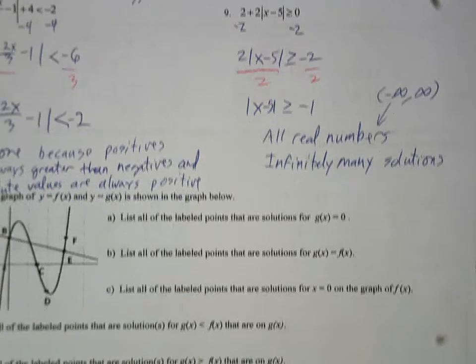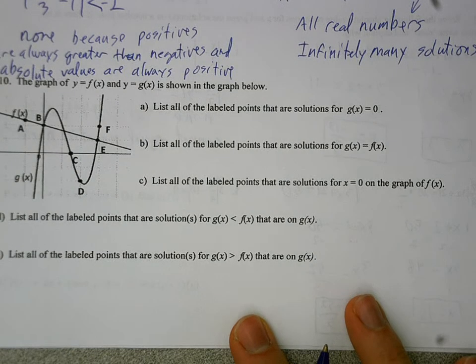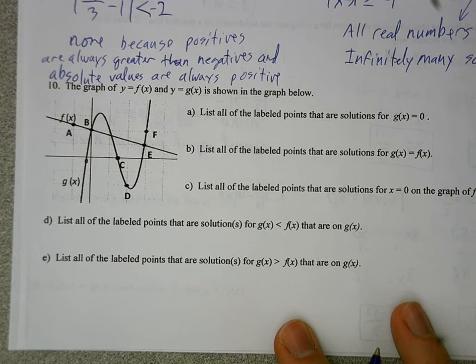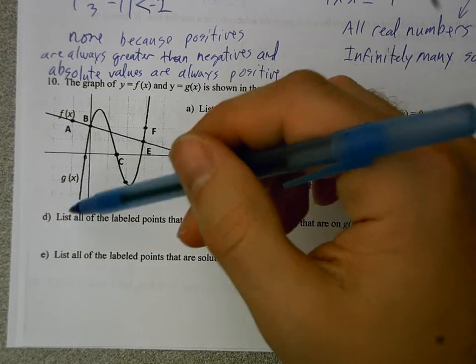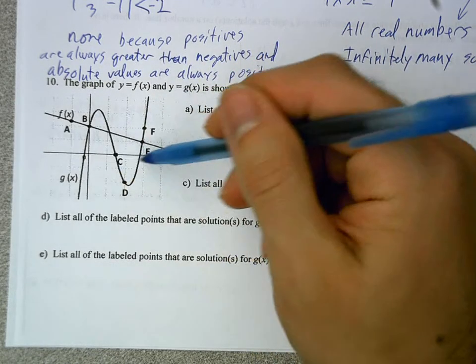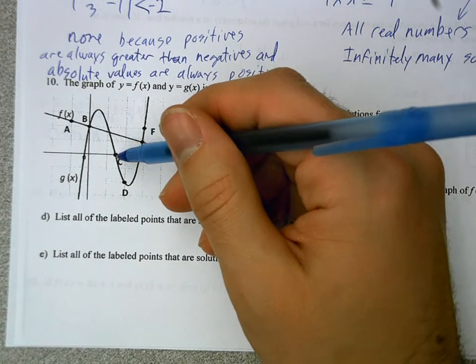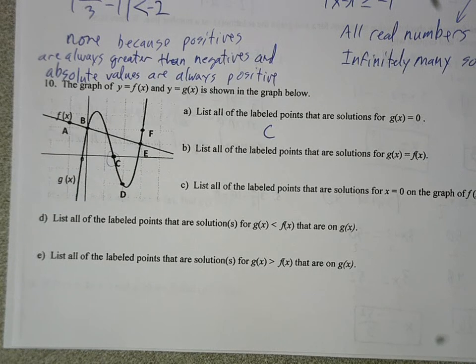Now, real fast, in our last 8 minutes here, which we'll be able to get just right where the other classes were as well. Number 10, list all the labeled points that are solutions for g of x equals 0. You're reading the graph, here's g of x. G of x equals 0 is the x-intercepts. So it looks like C. That's the only point. There's actually 3 x-intercepts, but only one of them is labeled. So we only put C.